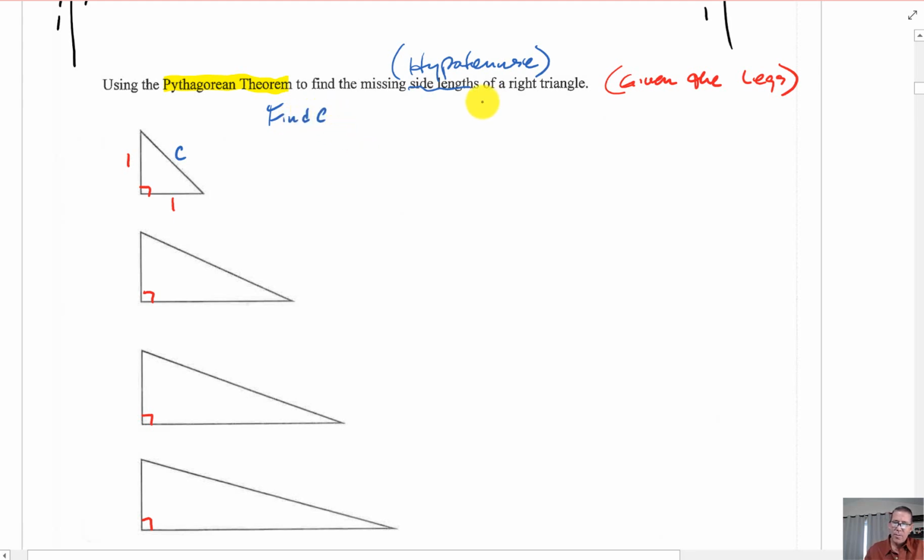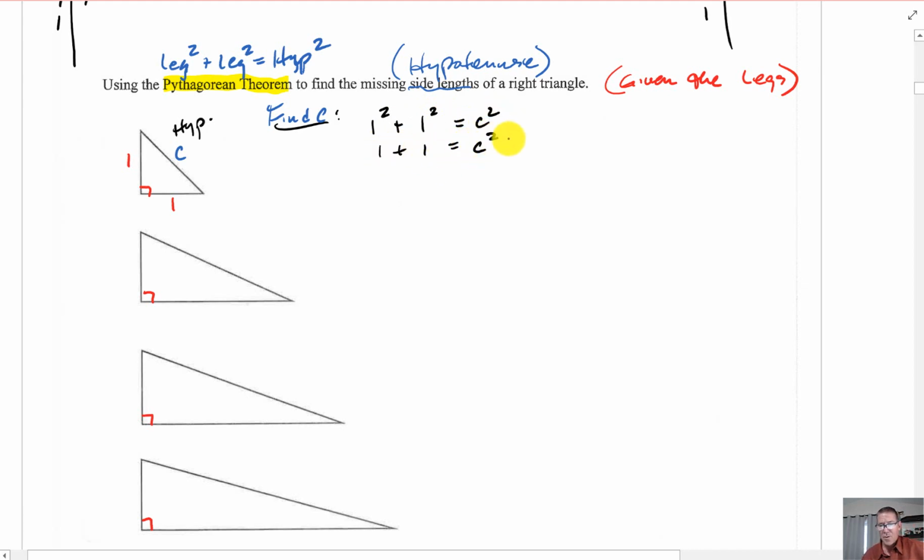Each time, remember, the Pythagorean theorem is leg squared plus leg squared is equal to hypotenuse squared. So you always start off with the legs. Finding the hypotenuse right here, we take 1 squared plus 1 squared is equal to c squared, which is 1 plus 1, which is equal to c squared. 1 squared is 1. Since 2 is equal to c squared, when you square root both sides, you get the square root of 2 is equal to c.